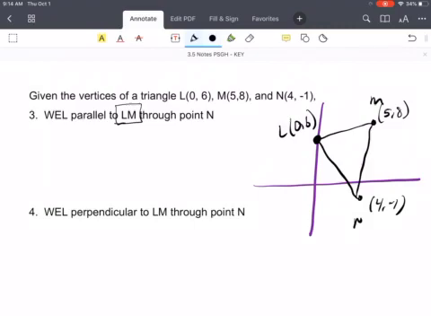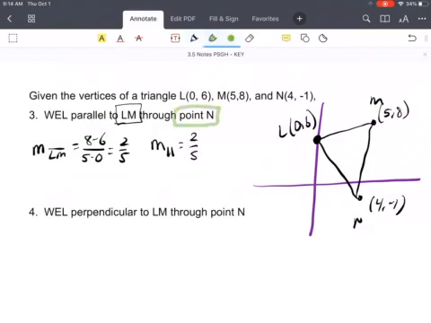First off, if it's going to be parallel to LM, I need to find the slope of line LM. So plug in those points for L and M, and I get that the slope is 2/5. If I want the slope that is parallel to 2/5, it's also going to be 2/5. I then need to use point N. And point N is 4, -1. So I'm going to use slope of 2/5, point 4, -1.